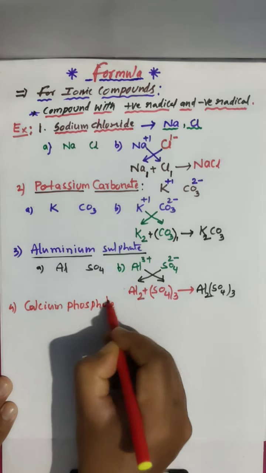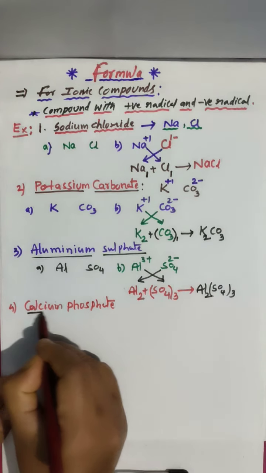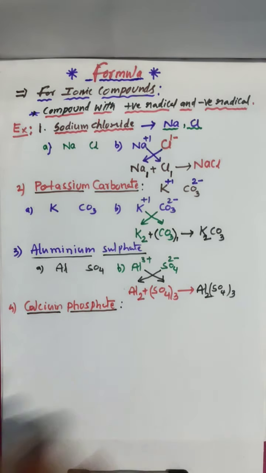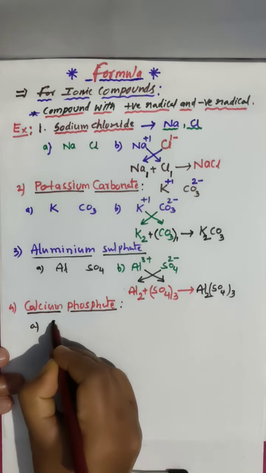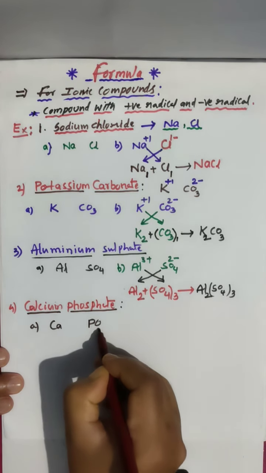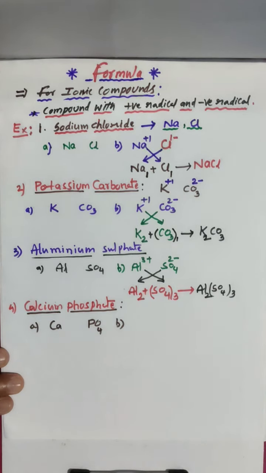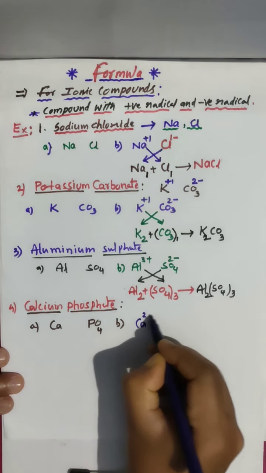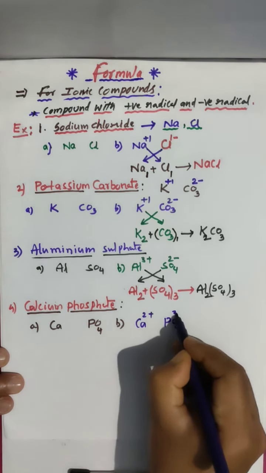Calcium phosphate. As I told, left side positive ion, right side negative ion. Generally, you go for step 1, calcium, next phosphate, PO4 we have. Next step, what we have to do? Charges we have to write. Calcium charge 2 plus, phosphate charge 3 minus.